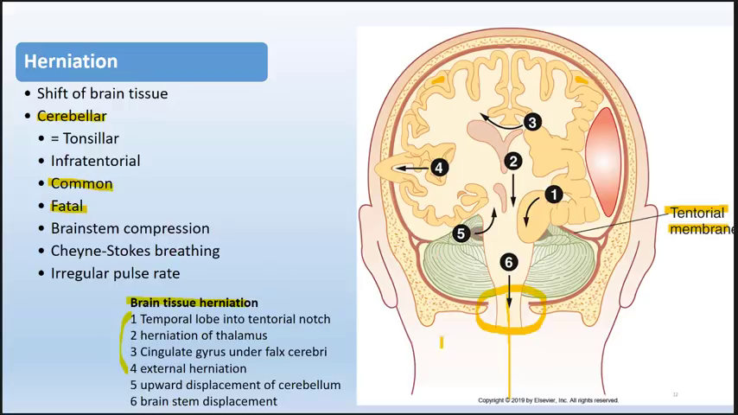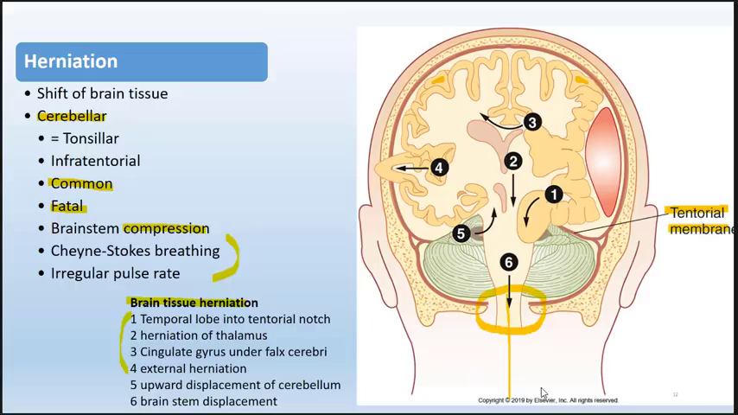One of the reasons it can become fatal is because the cerebellum, when it herniates, is going to put pressure onto the brainstem. So it causes brainstem compression. And this can lead to different respiratory abnormalities, including Cheyne-Stokes breathing, which we spoke about earlier, as well as pulse variations because of the involvement of the brainstem in these functions.